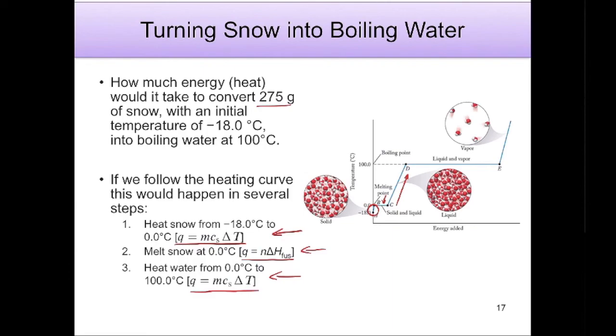Now, if we add all of these together, Q from step 1, step 2, and step 3, that's going to give us the amount of energy that's required to heat 275 grams of snow with an initial temperature of minus 18 Celsius to its boiling point at 100 degrees Celsius.